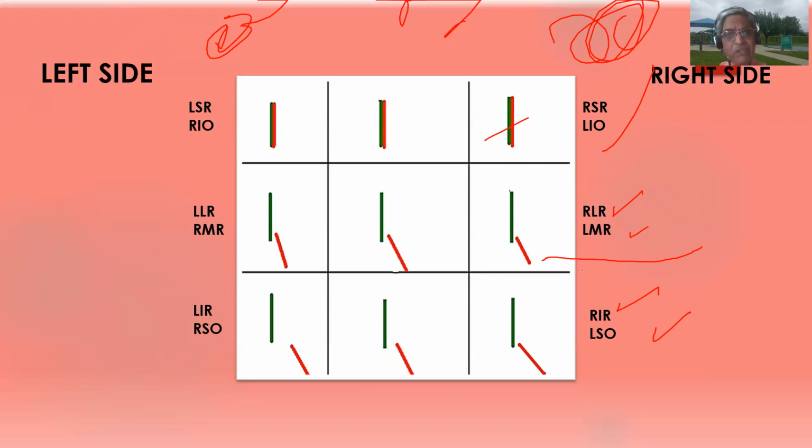Now you see, this is called levoelevation. There are 2 muscles: left eye superior rectus, right eye inferior oblique. Levoversion: left eye lateral rectus, right eye medial rectus. Levodepression: left eye inferior rectus, right eye superior oblique. Never forget these yoke muscles. You are supposed to draw this diagram and write the names of the muscles in each quadrant. Then only can you easily answer in the exams.